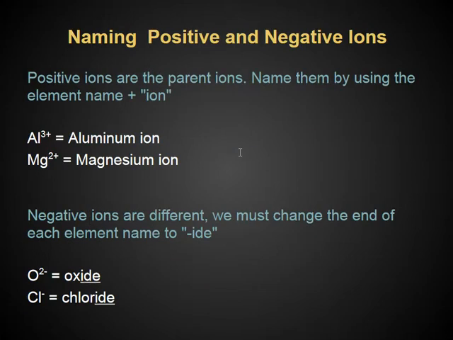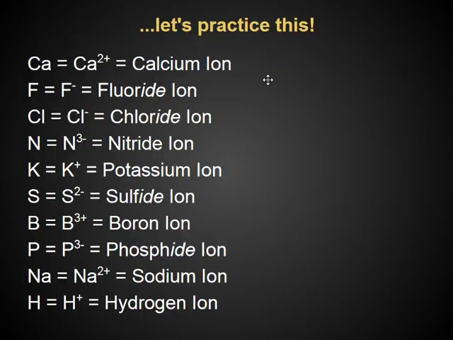Naming the ions: the positive ions, or the metals, are the parent ions, and we name them by just using their element name and then adding "ion" to the end. So Al, aluminum ion; Mg, magnesium ion. The negative ions are different because we have to change the ending of the element name to "ide". For instance, we have oxide and chloride. Oxygen changes to oxide, chlorine changes to chloride.